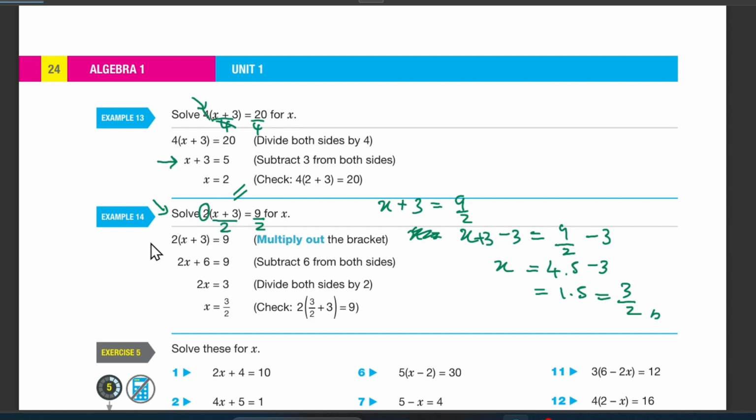So there's another way: we can expand the bracket. So multiply both the inside terms by 2. So then we get 2x plus 6 equals 9. So now 2x equals 3. That way also we get the same answer.